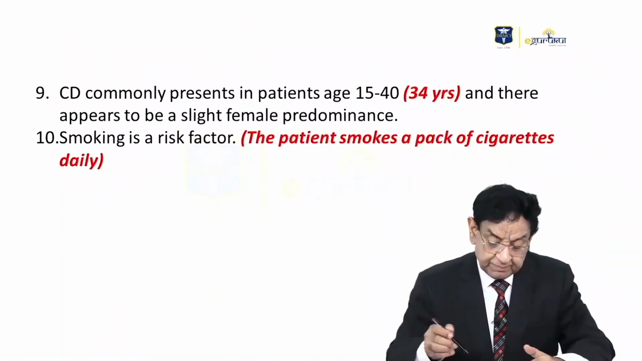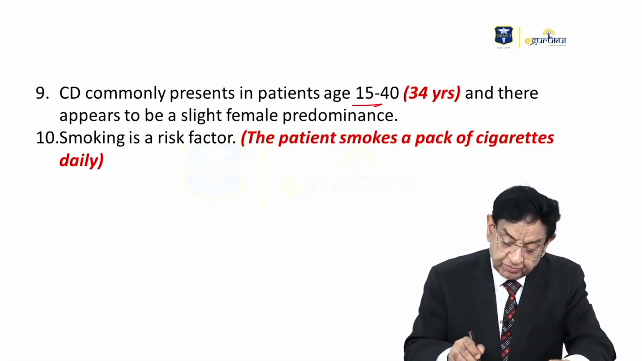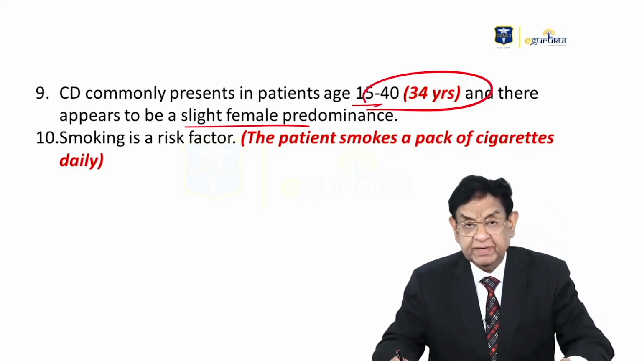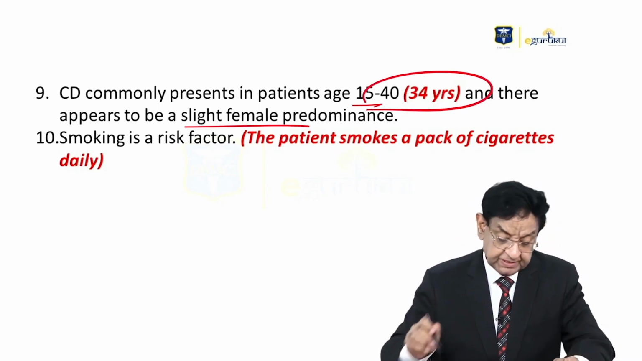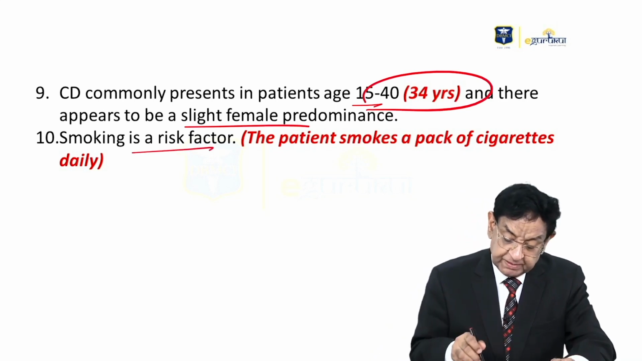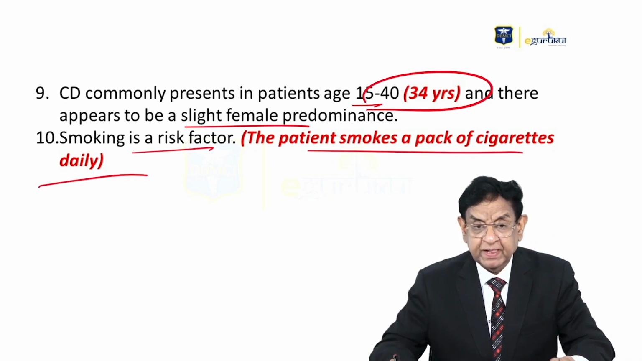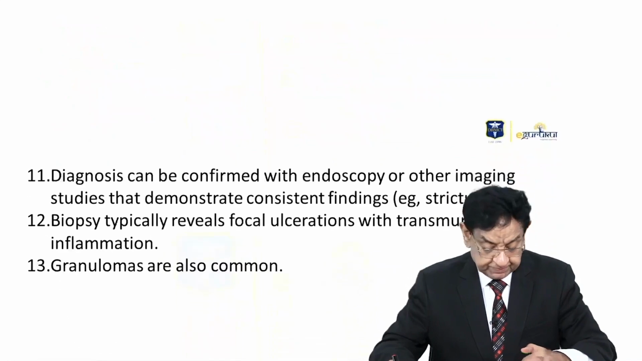Crohn disease commonly occurs in patients in the age of 15 to 40 years. Our patient is 34 years. There is a slight female predominance, but not much difference. Smoking is a risk factor. The patient smokes a pack of cigarettes daily. That's one condition that is a risk factor for Crohn disease.